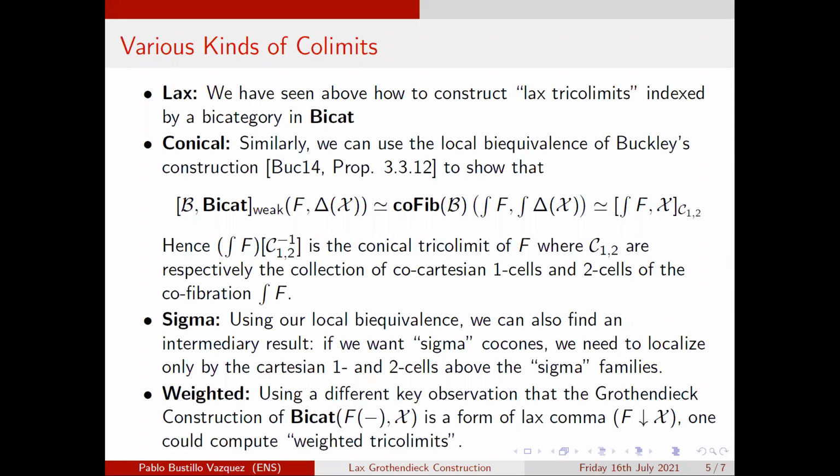what I wanted to say is that you can also try to compute weighted colimits with this technique, with this key observation, you just need to slightly change the observation. And if you look at the functor, which is Bicat(F, X) described here, then its construction is actually a lax comma. And just using Buckley's result, we can show that any weighted tricolimit in Bicat will become a sigma tricolimit. So in a way, this method also justifies the idea that sigma tricolimits are enough to compute any forms of tricolimits indexed by Bicat.